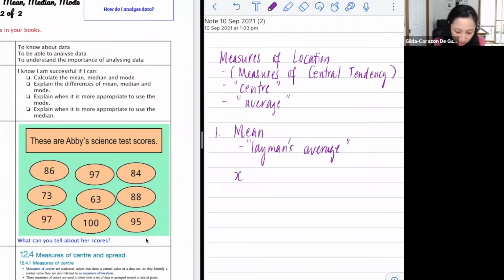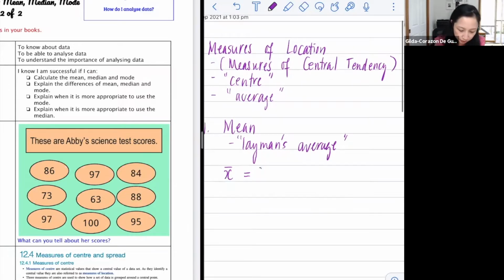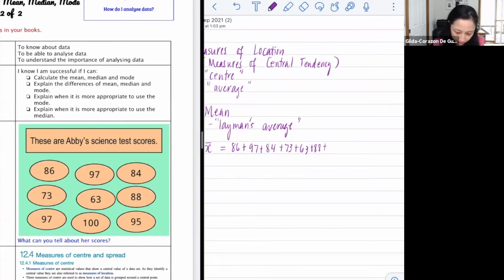We'll be learning a lot of new words and symbols today, right? So for the mean, the symbol is usually an X with a bar on top, okay? So what do we need to do? We need to add all of them up. We've got 9 scores to add, right? So we've got 86, 97, 84, 73, 63, 88. And if you've got the answer and you're quicker than me, then you're welcome to unmute yourself or type on the chat. Yep, 87.